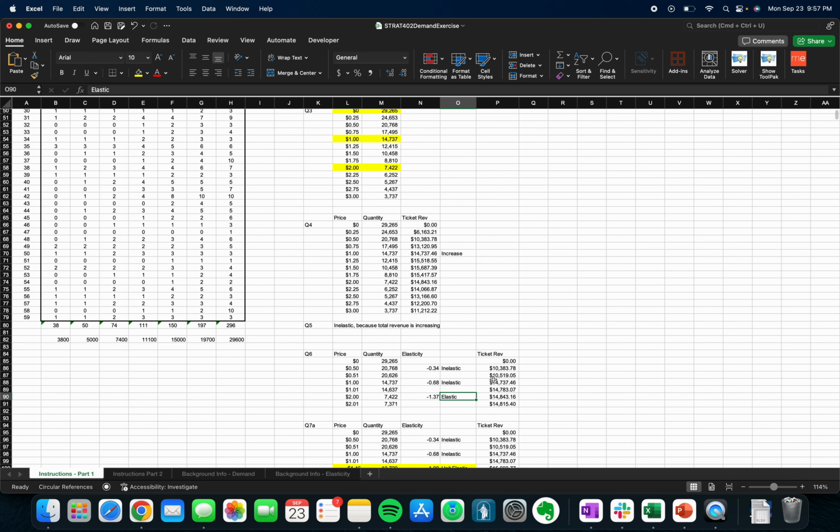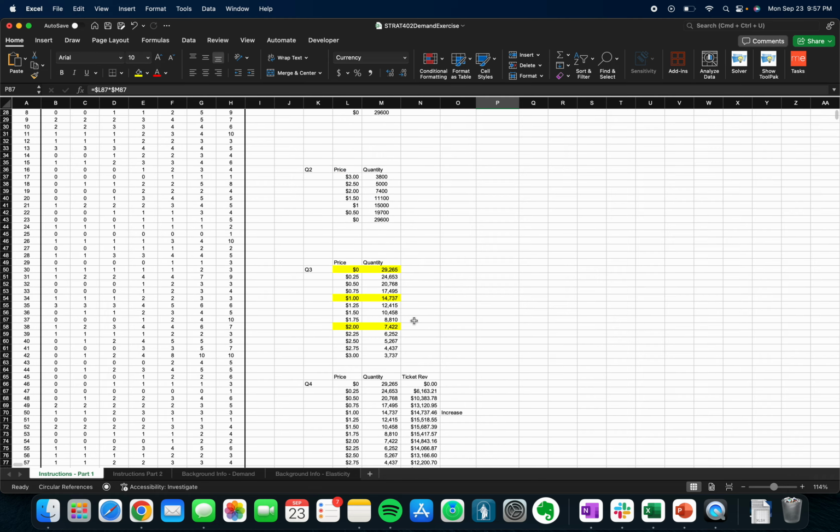And that is pretty consistent because you can see from here to here, revenue goes down. From here to here, revenue goes up. Revenue from here to here goes up. That's why inelastic, inelastic, and elastic.